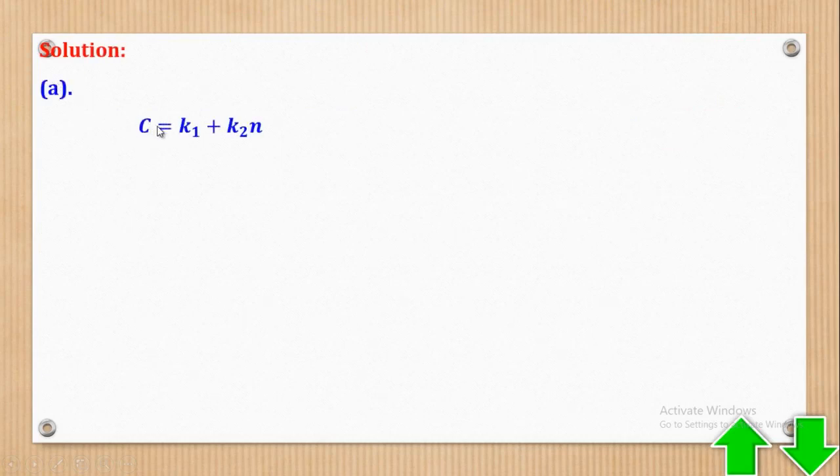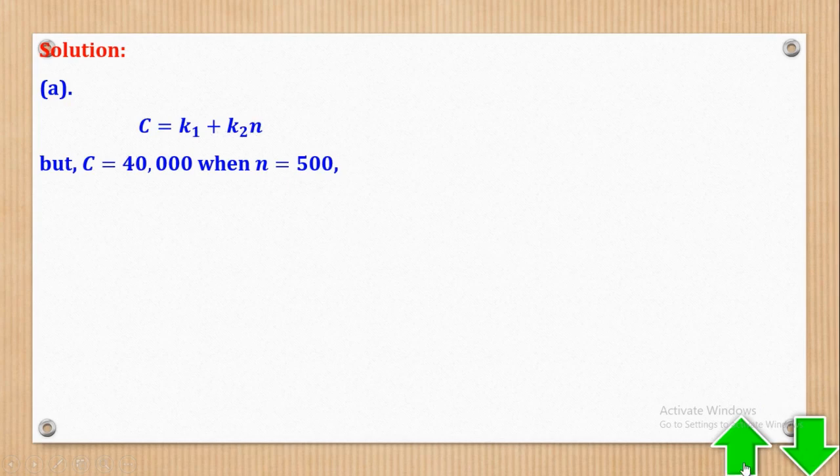So it means that C will be equal to K1 plus K2n, where K1 and K2 are constants. After writing that, remember they want a relationship between C and N, but we have to remove these constants. We are the ones who have put them, so you have to look for them. For you to get the values of these constants, you use the information given.